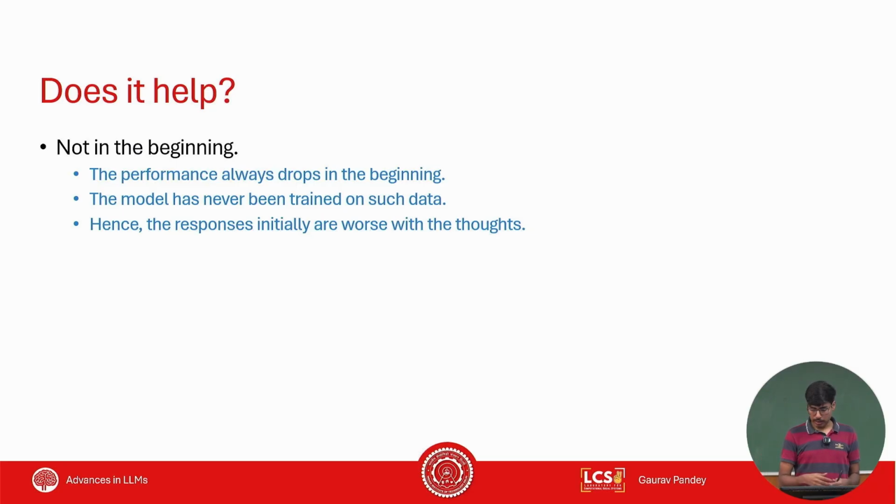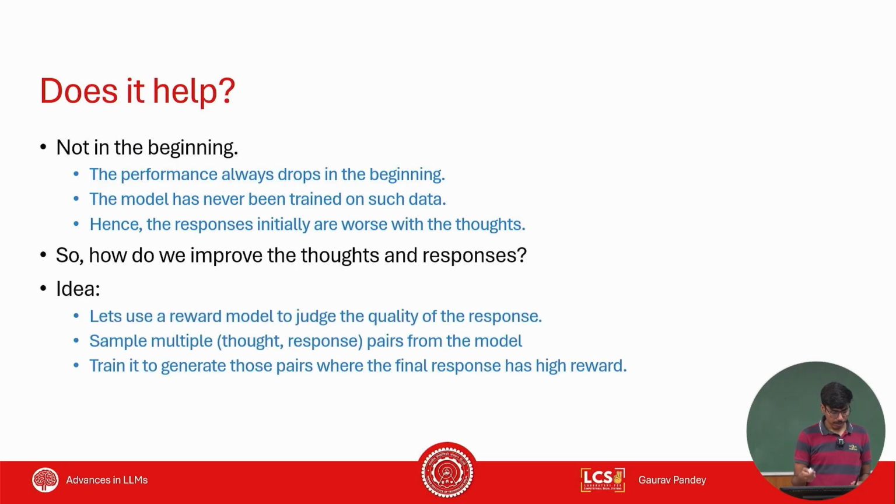But now you can do some training. You can train the model to learn thoughts that lead to better responses. What they do is use a judge model, basically a reward model, to judge the quality of the final response, not the thought part. Why not the thought part? Because the judge models have never seen thoughts, so they are not going to be good at judging them. They have trained only on the final outputs.